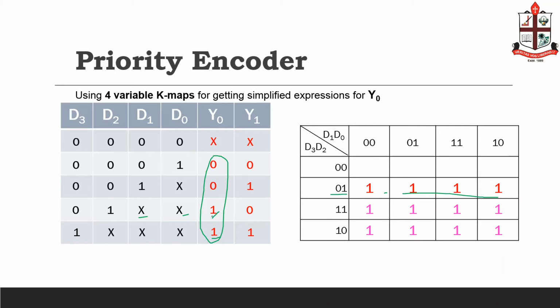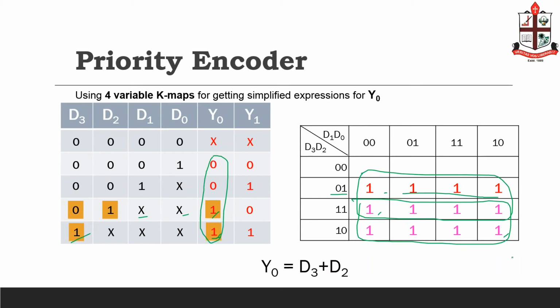For the second one, it starts with 1. So any combination that begins with 1 has to be represented in the cells with 1. Starting from over here, now let us group. This will make the first group, and this will make the second group. So this is the Boolean expression.